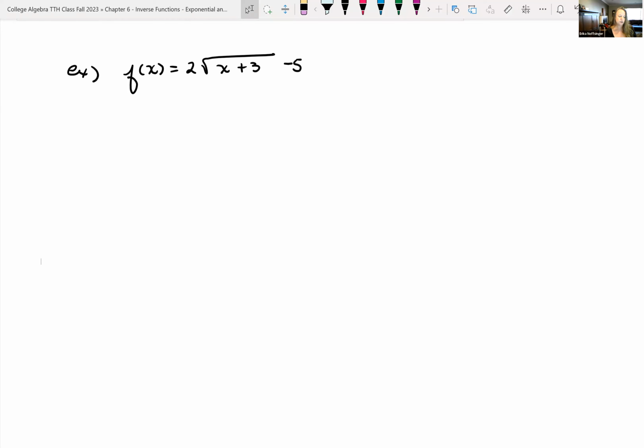f of x is equal to 2 square root of x plus 3, and then outside of the radical is minus 5. So the function is one-to-one. We want to find its inverse, and then we want to find the domain and range of f and f inverse of x. So right now, let's just find the domain of f of x.